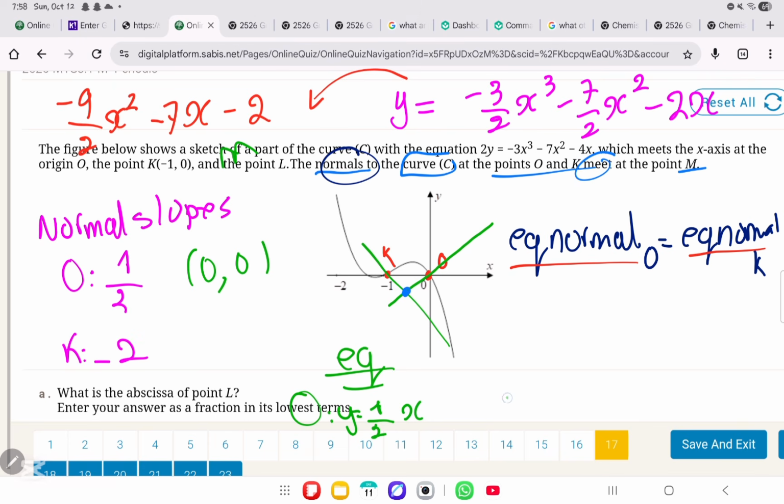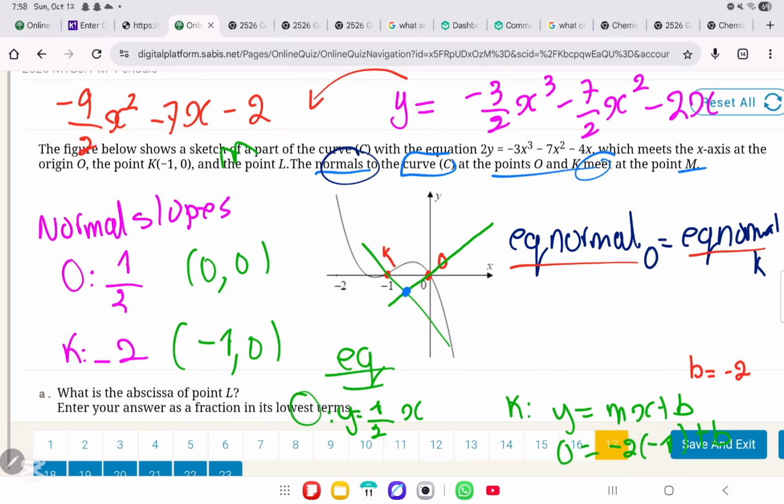Now, for k, we know the equation, because it's a straight line, is y equals mx plus b. Y is what? For k, it's minus 1, 0. So y, which is 0, is equal to m, which is minus 2, times x, which is minus 1, plus b. So after solving for b, you will get it to be minus 2. That means the equation of k is y equals minus 2x plus 2.